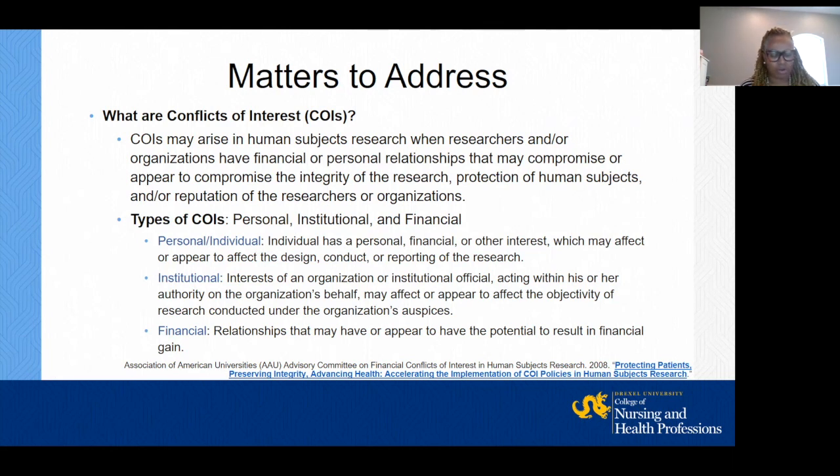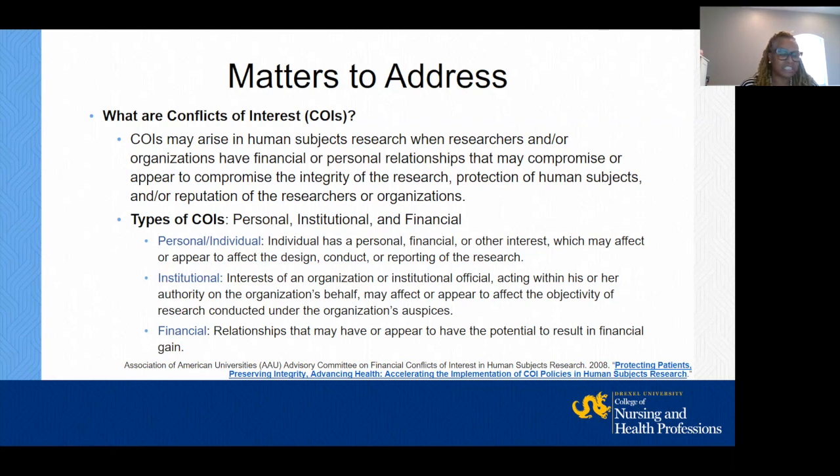So anyway, let's talk about what conflicts of interest are. Conflict of interest may arise in human subjects research when researchers and or organizations have financial or personal relationships that may compromise or appear to compromise the integrity of the research, protection of human subjects, and or reputation of the researchers' organizations. So when I look at research administration, conflict of interest, or an analysis, we're looking to identify if there are personal, individual conflicts, which would include researchers who are involved with the design, conduct, and reporting of the research. That's a very, very main factor that we look at. And it could be the principal investigator, co-investigator. We're going to go over that in a little bit, but it just matters whoever is involved with that design, conduct, and reporting of the research.